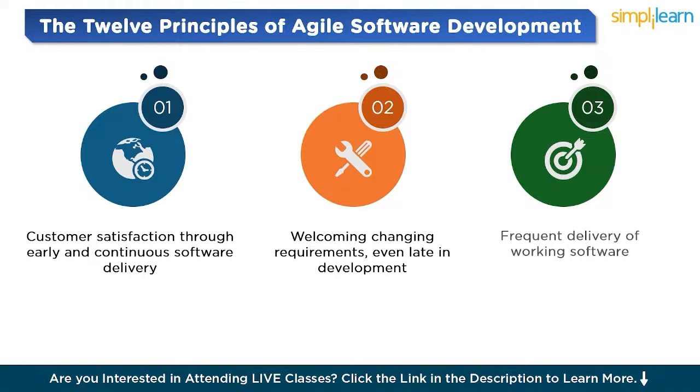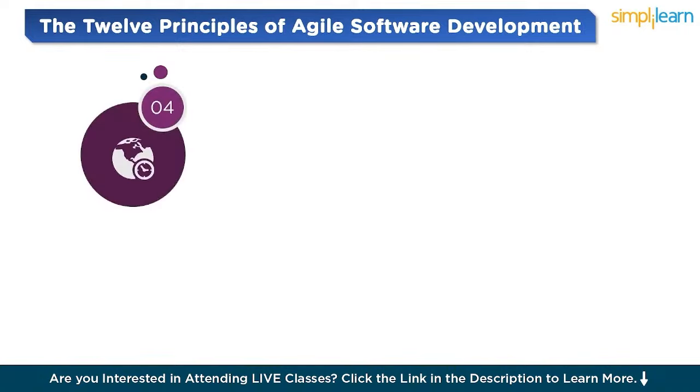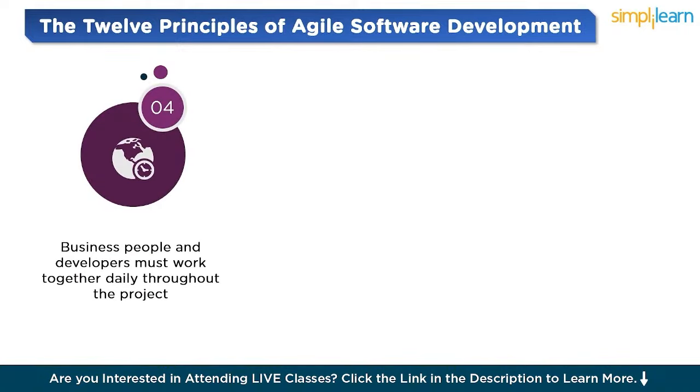For example, delivering updates every 2 weeks to continuously improve and adjust the software based on user input. Business people and developers must work together daily throughout the project. In order to ensure that the business and development sides of the project can communicate effectively and, more importantly, collaborate, a bridge between them must be built.